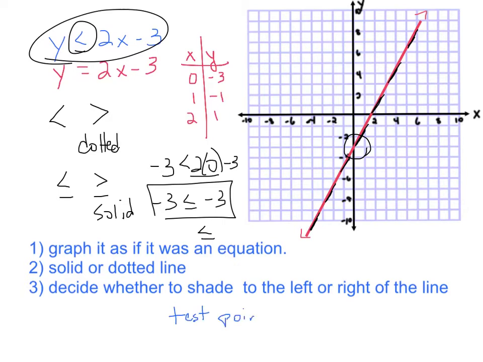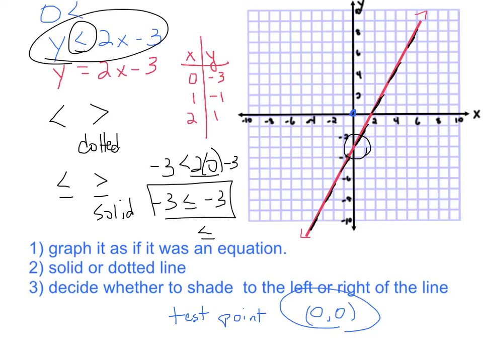Now, the most common test point to pick, and it doesn't have to be this, is (0, 0). The reason (0, 0) is the most common is because often it's the easiest number to put in. So we're going to take (0, 0). (0, 0) is right here, and we're going to put it into our equation.